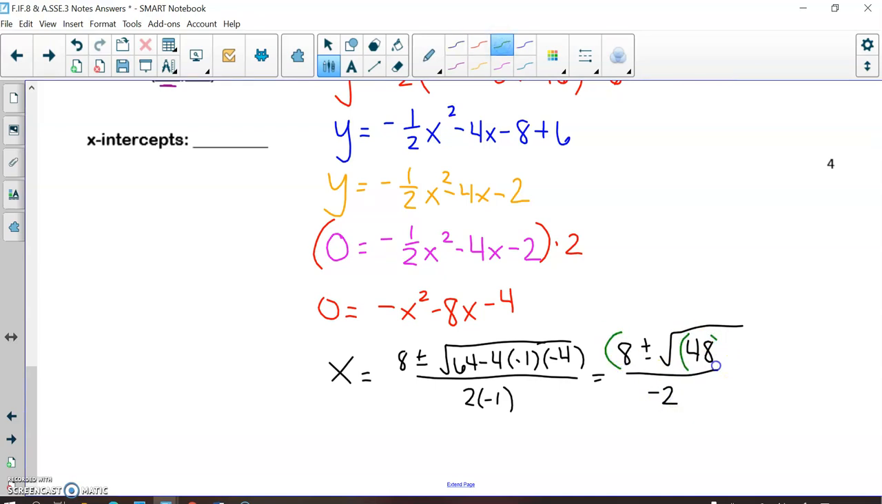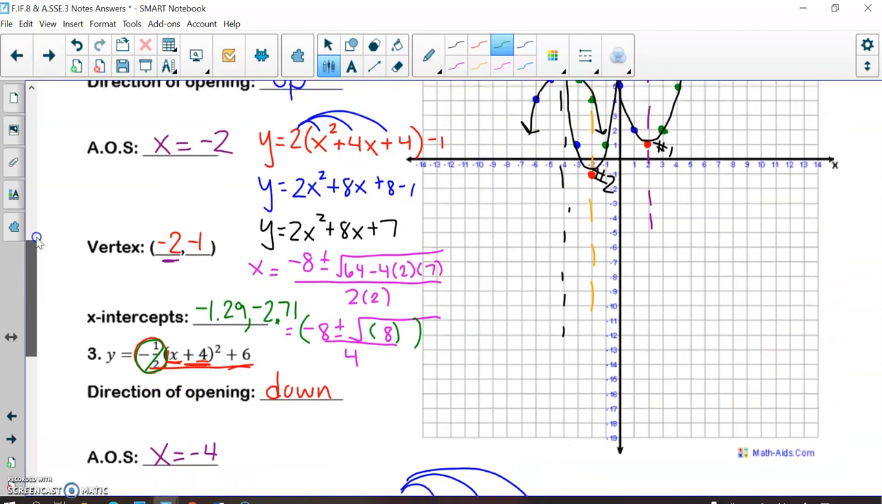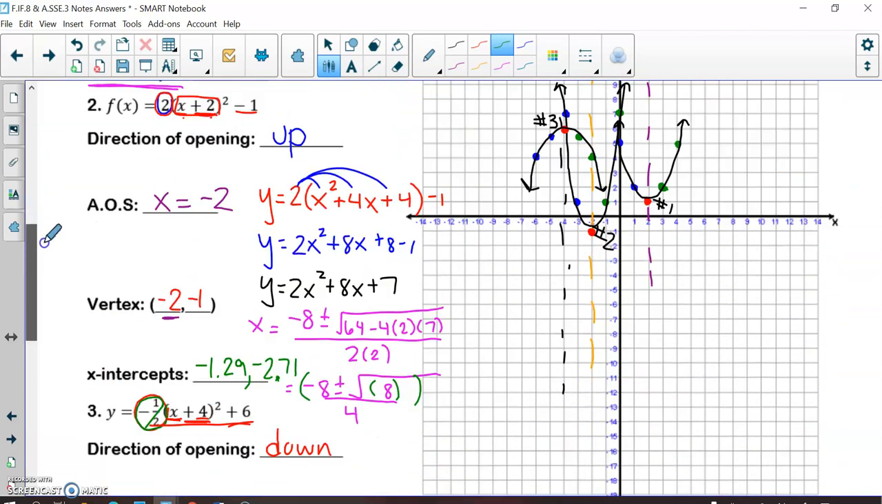Putting parentheses where appropriate, doing parentheses 8 plus the square root of 48, closing your parentheses twice and dividing by 2. We're going to round to the nearest hundredth. My first x-intercept is about negative 7.46. Doing the same thing only with a minus sign, my other x-intercept is about negative 0.54.